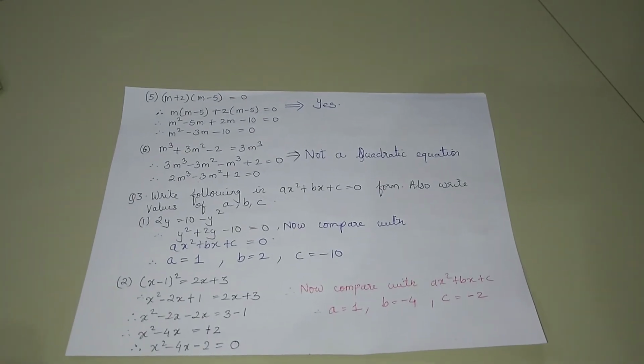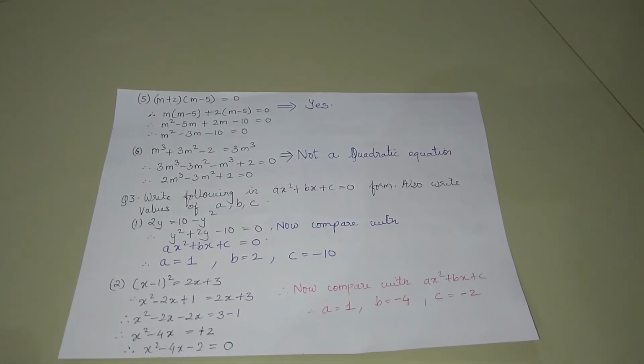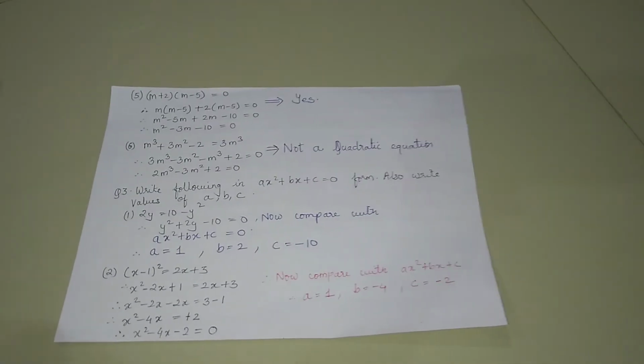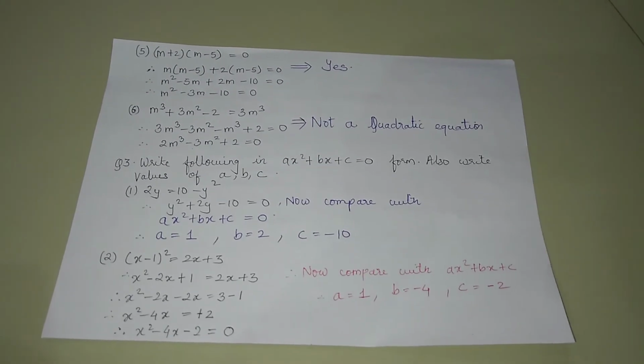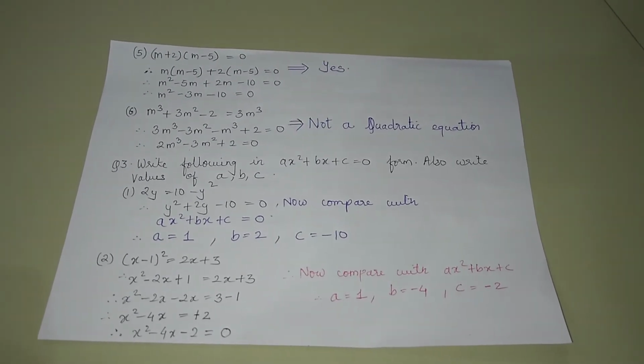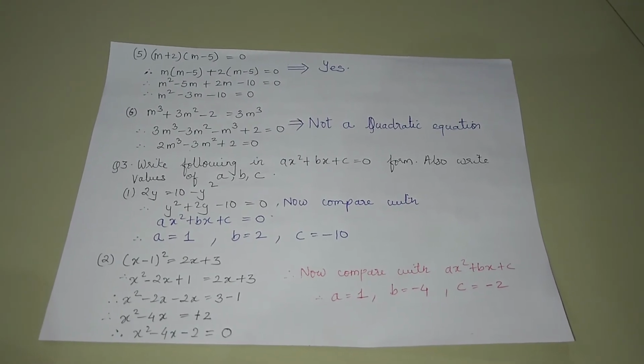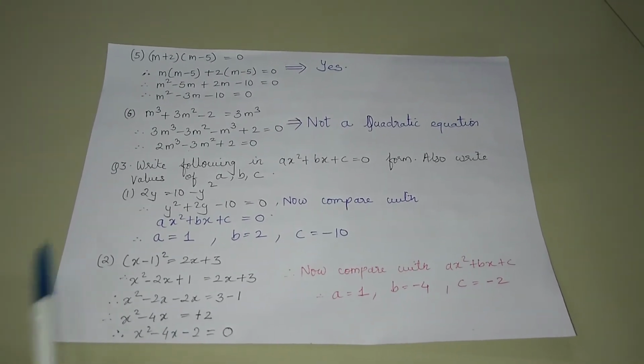Okay, so guys, now we will be starting the question number 3. A practice set. Here it is: write the following in the ax square plus bx plus c equal to 0 form. Also write values of a, b and c. That's really simple. We will see it.